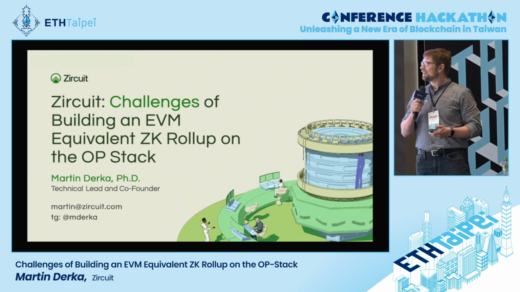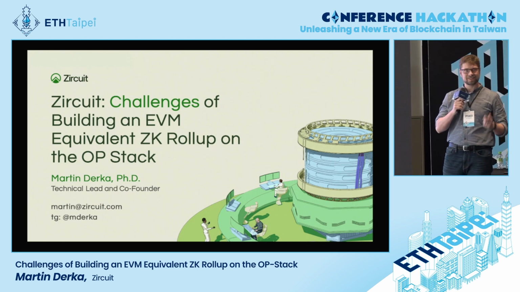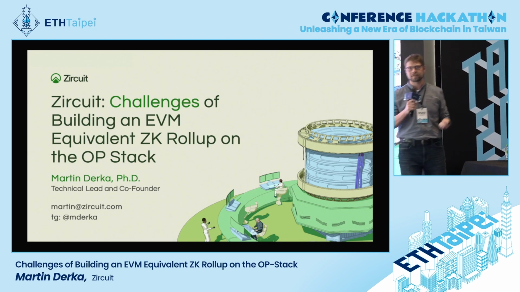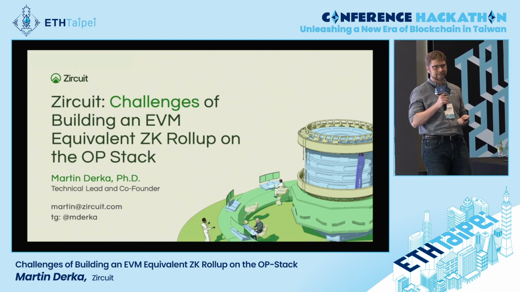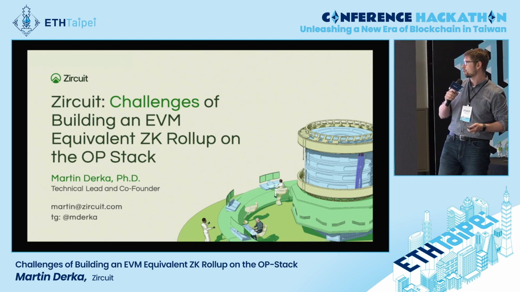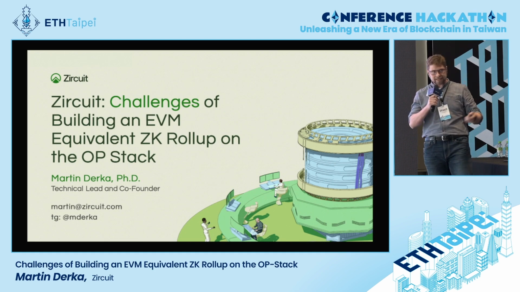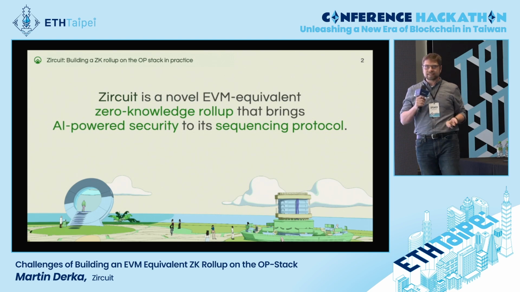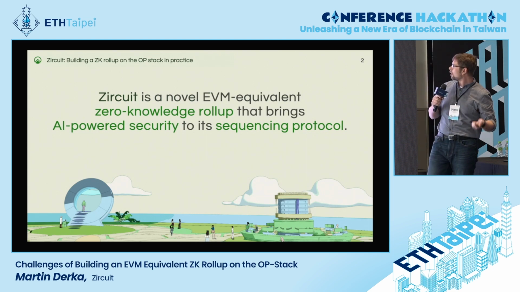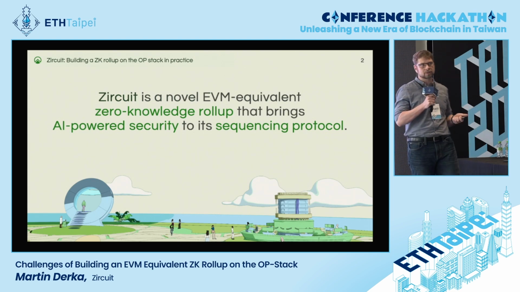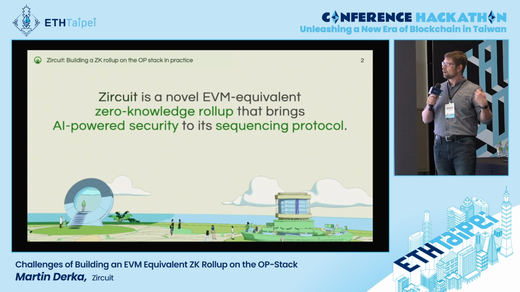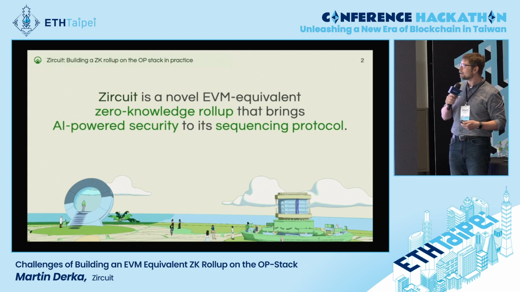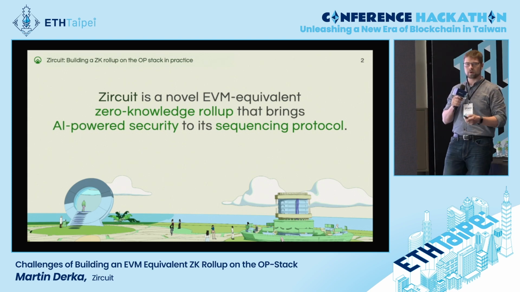This talk is going to be about abusing the OP stack to do something that it wasn't meant to really do, and that's to build a zero-knowledge rollup. So we did that. That rollup is called Zircuit. And we usually say that Zircuit is a novel EVM equivalent zero-knowledge rollup that focuses on security and brings more security, AI-powered security, to the sequencing protocol.